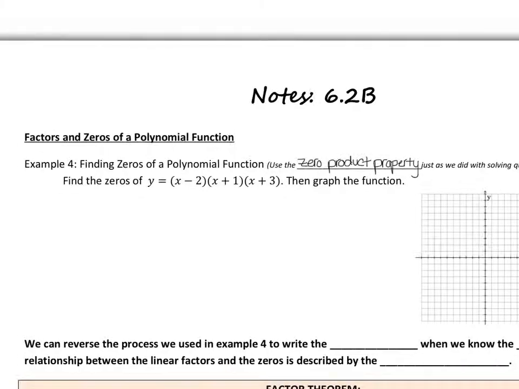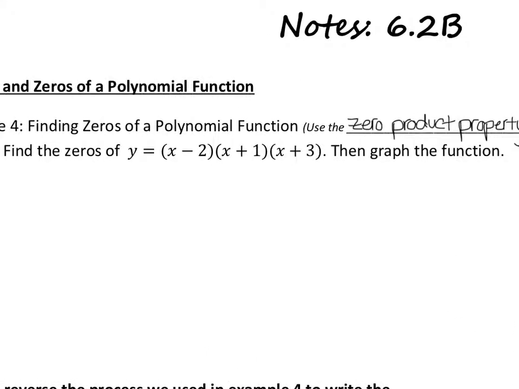And the way this works is that to find the zeros, we're going to say that y equals 0. So when we rewrite it, it'll say 0 equals x minus 2, x plus 1, x plus 3. Anybody remember how we use this to solve quadratics? How the zero product property played into it?